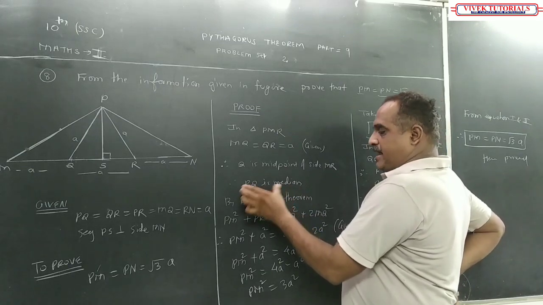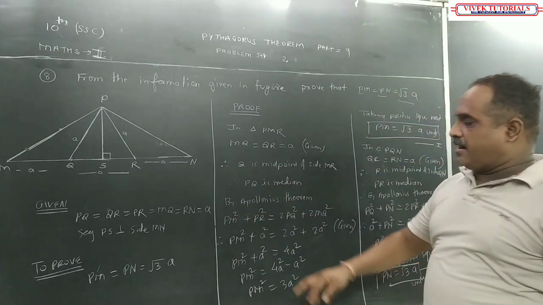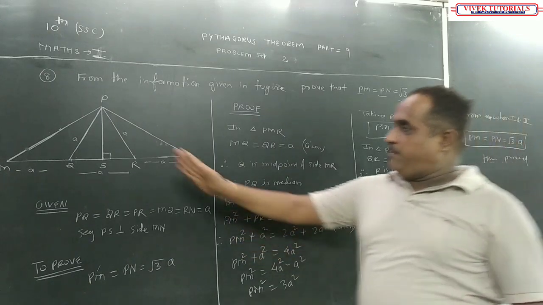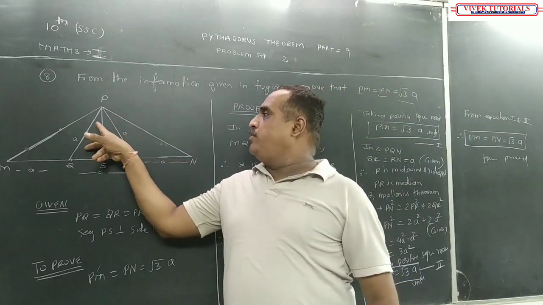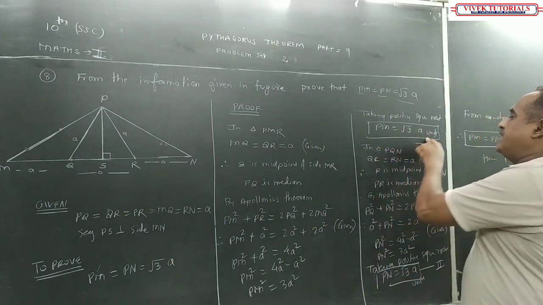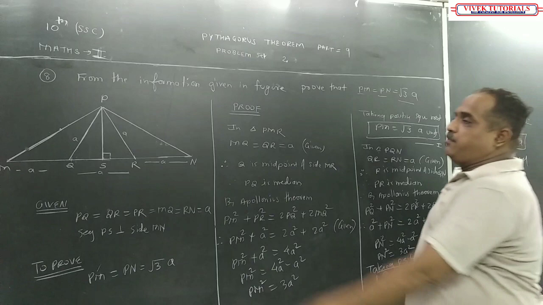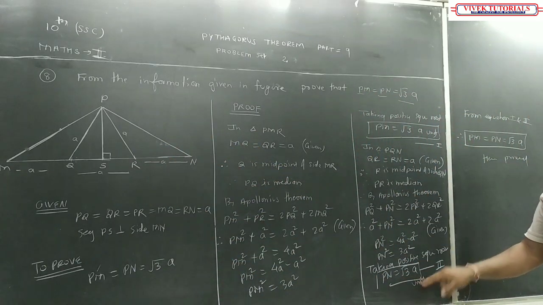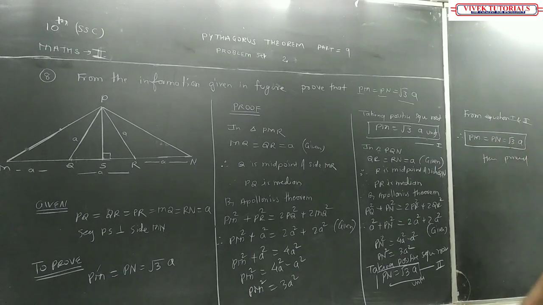So PQ is a median. By Apollonius theorem, PM square plus PR square is equal to 2 PQ square plus 2 MR square. We got PM is equal to root 3A. Same way we will take for PQN, and we have to continue. Same way you have got root 3A. So PM is equal to PN is equal to root 3A.